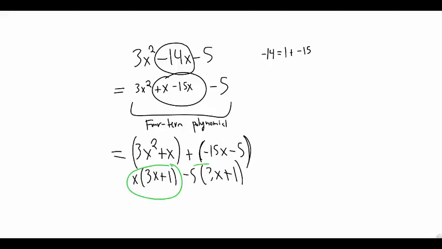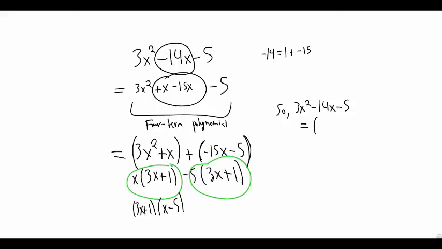And you see that we now have a difference of 2 terms, the 2 terms I've circled, and each of these 2 circled terms has a factor of 3x plus 1 in common. So we can pull that common factor out, and what remains is x minus 5 in parentheses. We now have shown that the trinomial we're trying to factor does factor. It factors as 3x plus 1 times x minus 5.